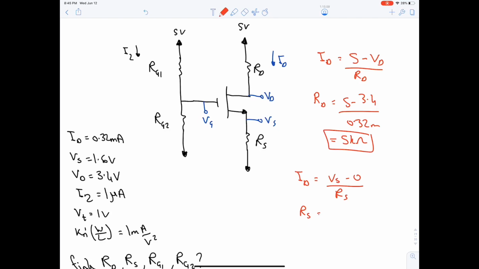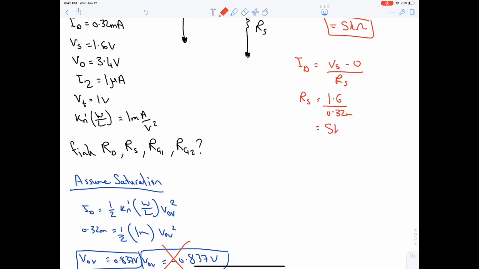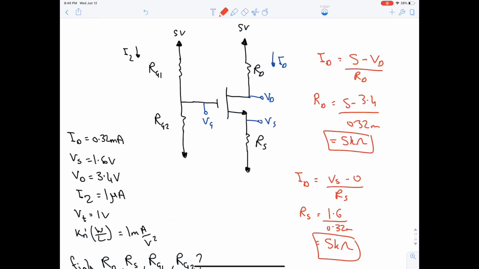RS is equal to VS, which is 1.6 divided by 0.32 milli, will give us 5 kilo ohm. Okay? Now we need to find RG1 and RG2. VG was found to be 3.44. And we already have I2. I2 is in series on both of them. It's the same on both of them.